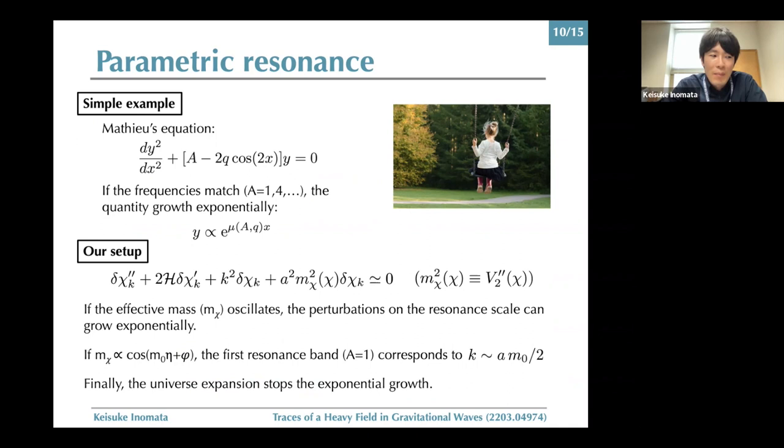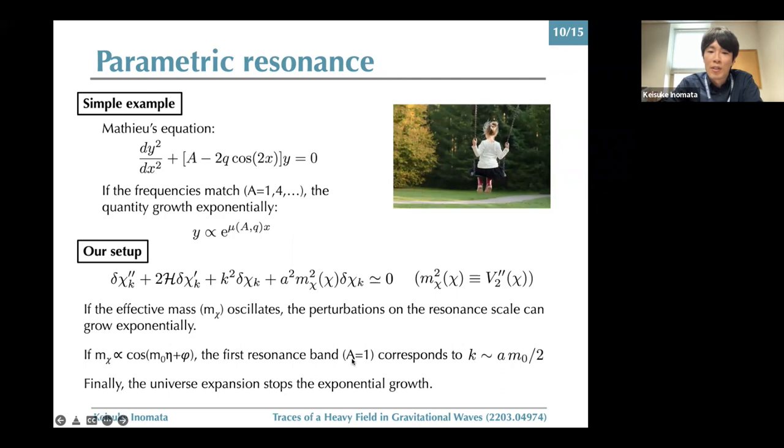I think one of the most famous examples is a swing. If some quantity follows the Mathieu equation, and the frequency of the quantity and the frequency of the modulation match, the quantity grows exponentially like this. In our setup, the spectator field fluctuation follows this equation, and the effective mass is defined as the second derivative of the potential. If the effective mass oscillates, the perturbations on the resonance scale grow exponentially, like this case. If the effective mass oscillates like a cosine, then the first band corresponds to this scale. And finally, the expansion of the universe stops the exponential growth.